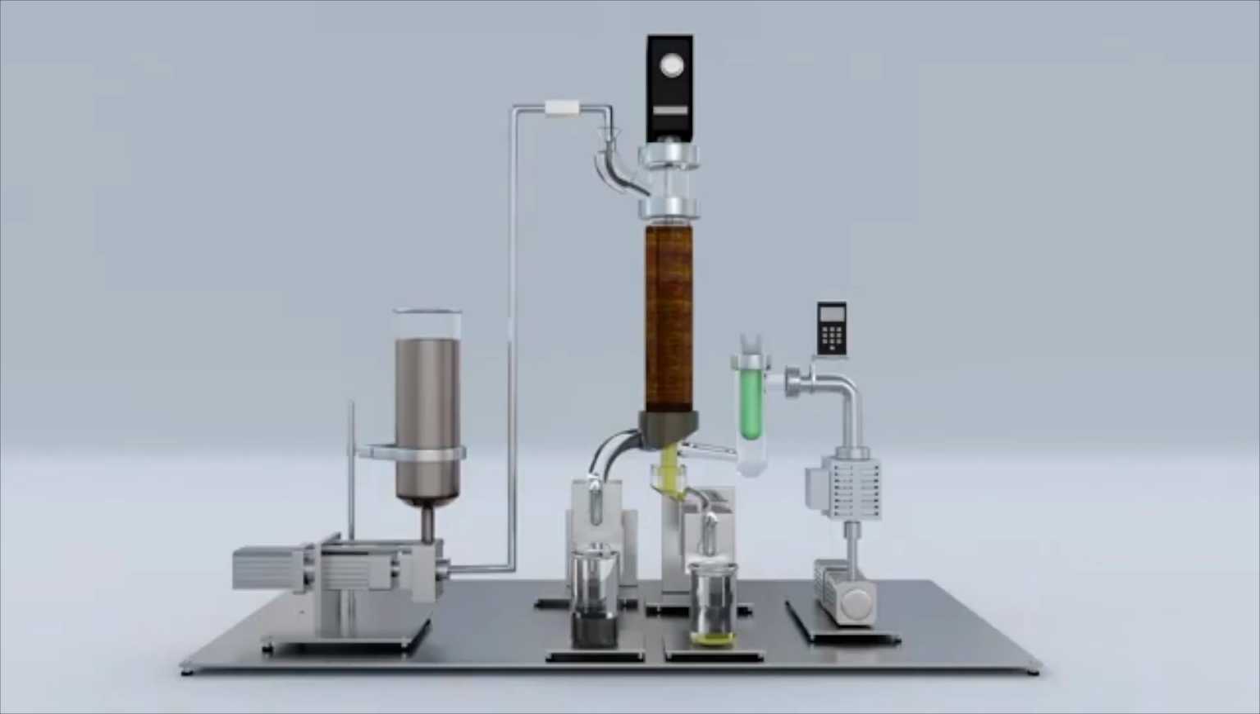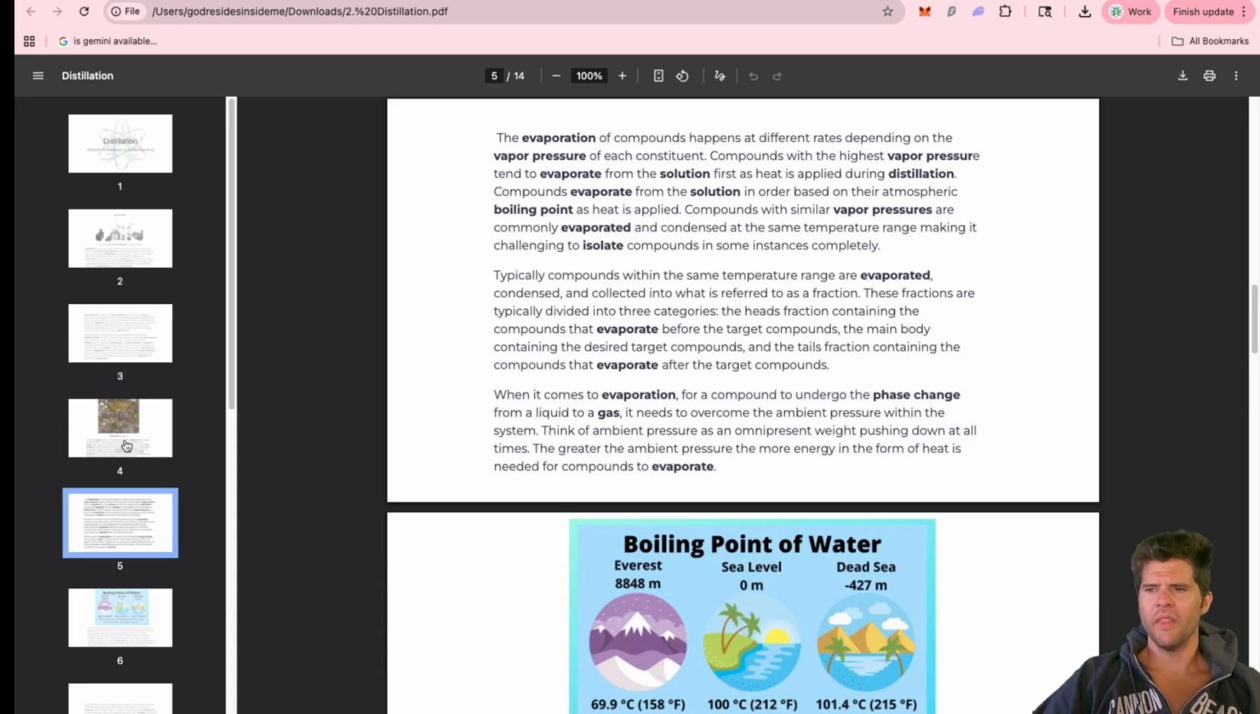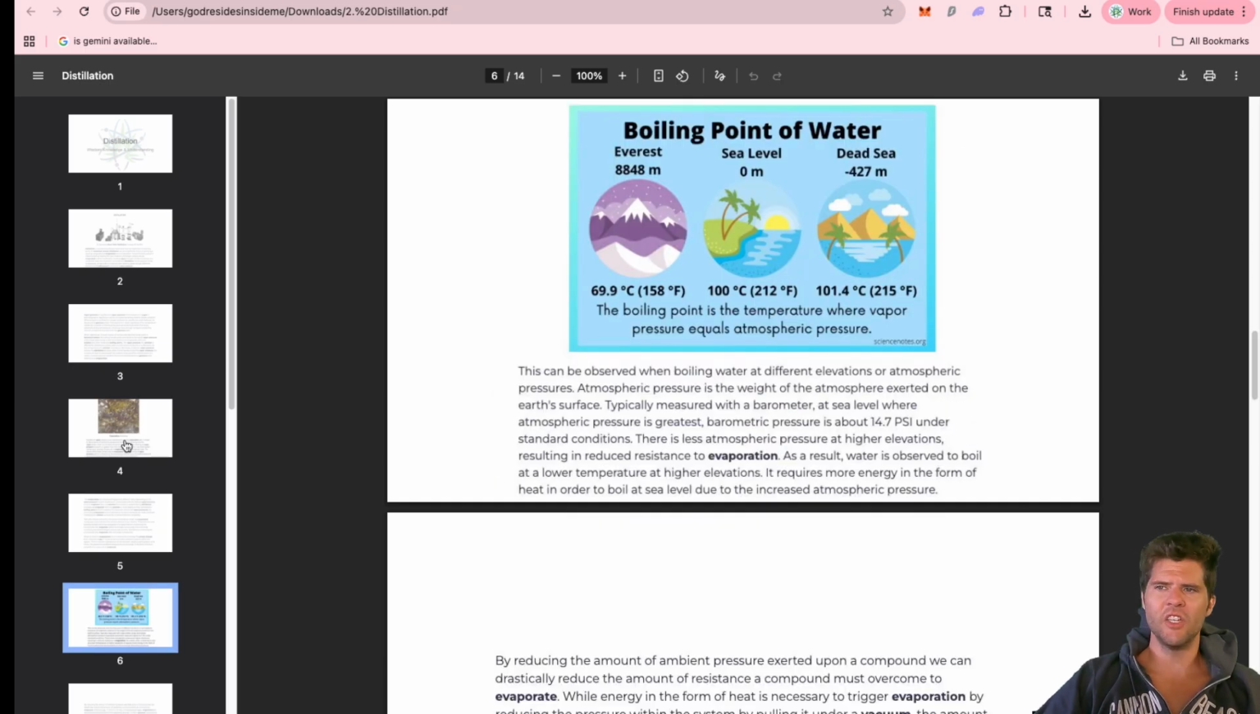When it comes to evaporation, for a compound to undergo a phase change from a liquid to a gas, it needs to overcome the ambient pressure within the system. Think of ambient pressure as omnipresent weight pushing down at all times. The greater the ambient pressure or the atmospheric pressure, the more energy in the form of heat is needed for those compounds to evaporate. Let's take a look for this instance at the boiling point of water.